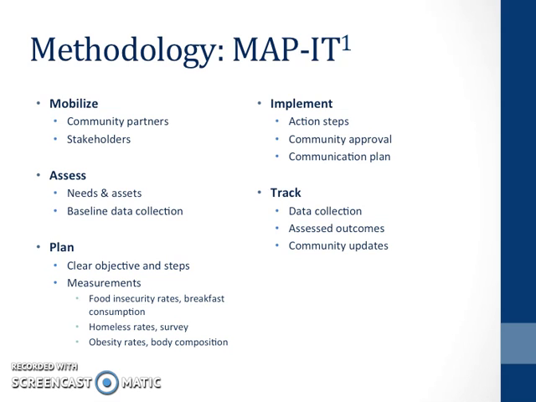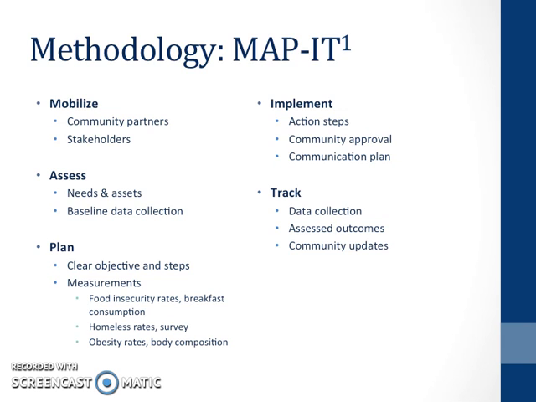MAP-IT stands for Mobilize, Assess, Plan, Implement, and Track. We're going to work with community partners and stakeholders to mobilize and then assess the needs and assets and use baseline data collection. The main measurements we're going to use are for the priority health issues: food insecurity rates, which can be measured by breakfast consumption, and we'll go into a little more of this later; homeless rates, which is conducted by survey and self-reporting data; and then obesity rates, which is mainly measured through body composition.